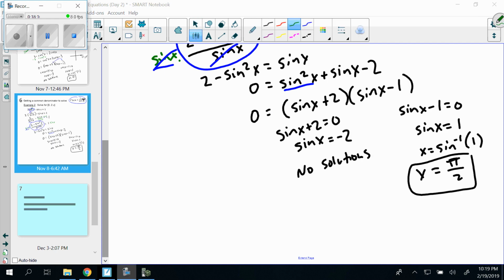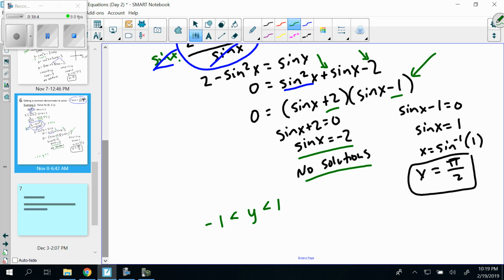If you factored this correctly, you should have came up with this. Looking here, what's going to multiply to negative 2 and add to 1? That would be positive 2 and negative 1. So now put both these equal to 0. Here you're going to get sine x equals negative 2. We know that sine x doesn't ever equal a value of negative 2 because the y values are always going to be between 1 and negative 1. So there's no solutions there.